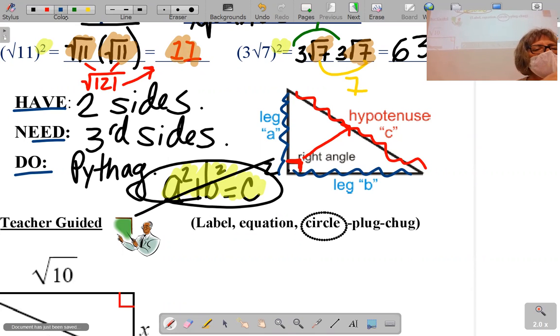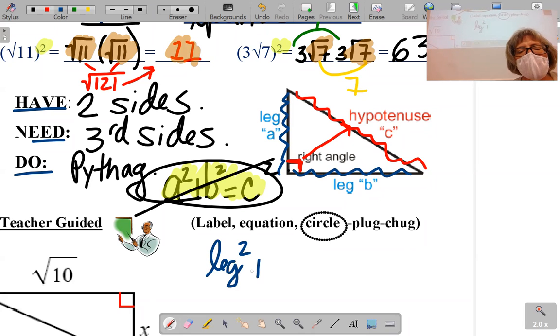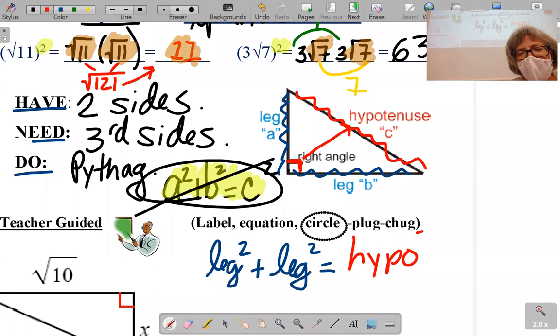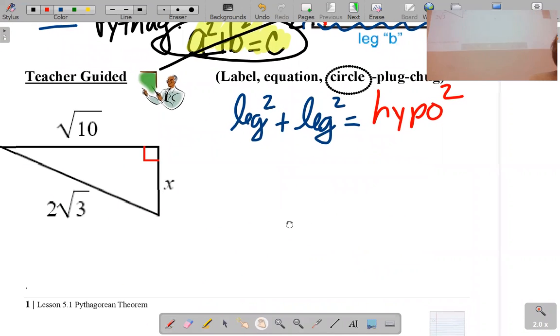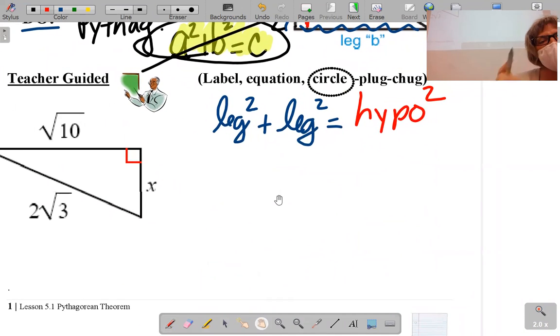This, friends, is what I want to see from now on. Pythagorean theorem is not a squared plus b squared is c squared. No, it is not. It is leg squared plus leg squared. That is the equation that you're going to write about 12 times today, because I want it every single time you do every single problem.